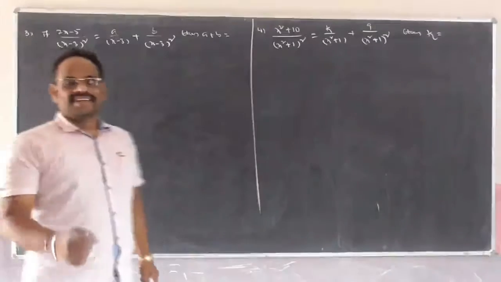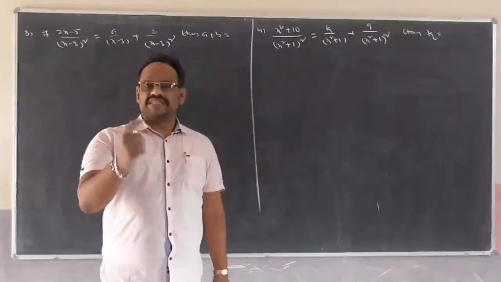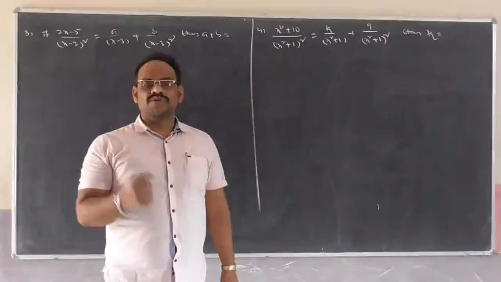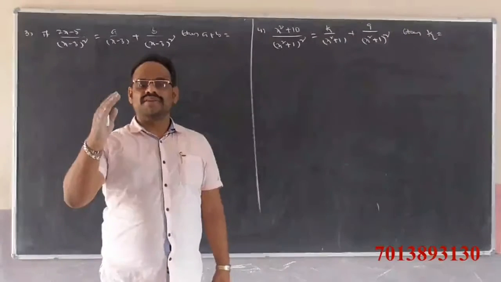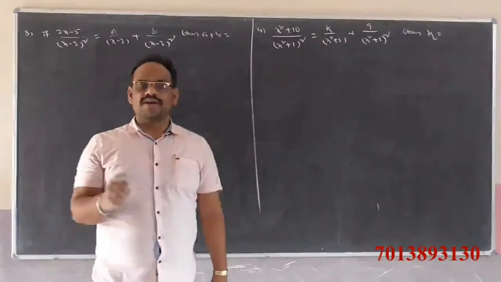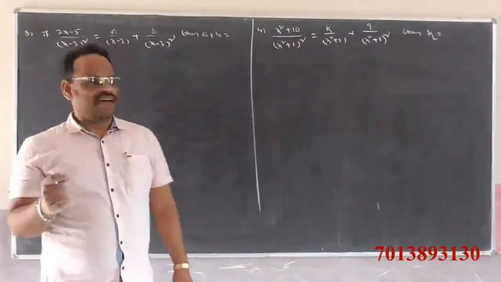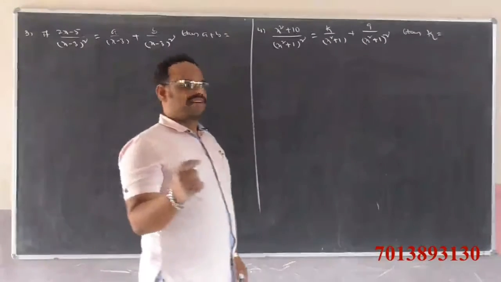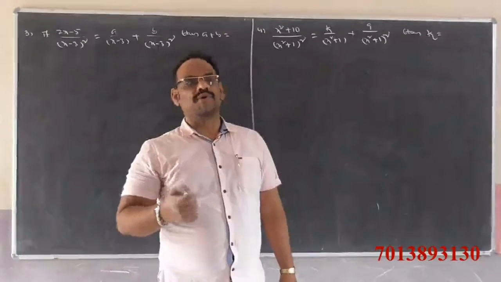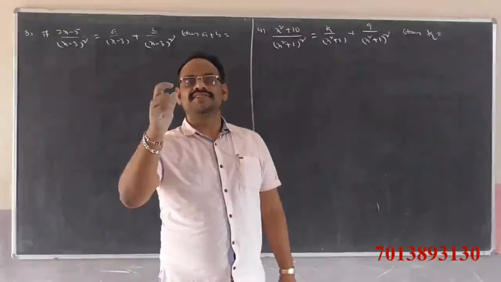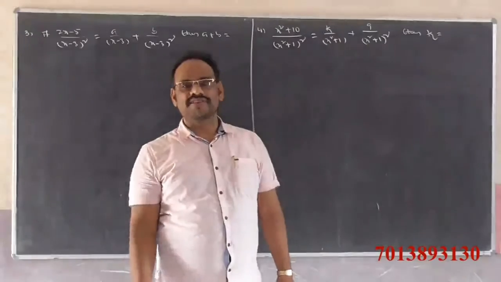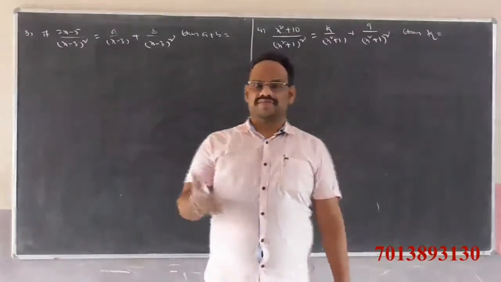Now the problems, conceptual level 1. The first one we already know: which of the following is a rational fraction? All 3 options are in the form of p of x by q of x, so all are in the form of rational fractions. And the second one: which of the given are improper fractions? We know that an improper fraction means the degree of f of x is greater than, or greater than or equal to, the degree of g of x. Clearly observe, and we get the answer.